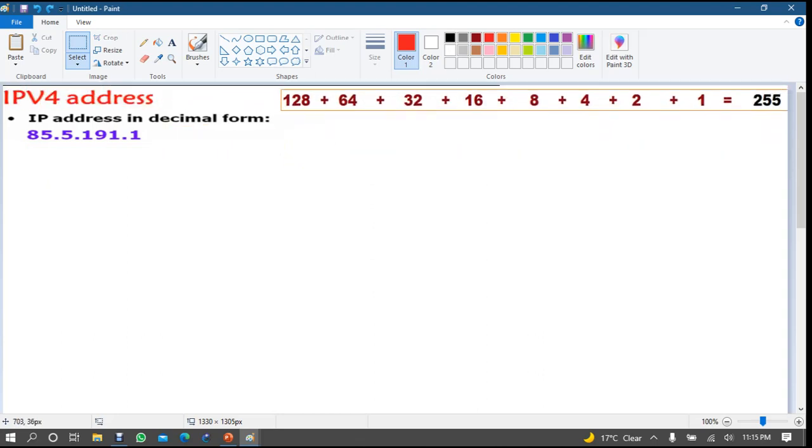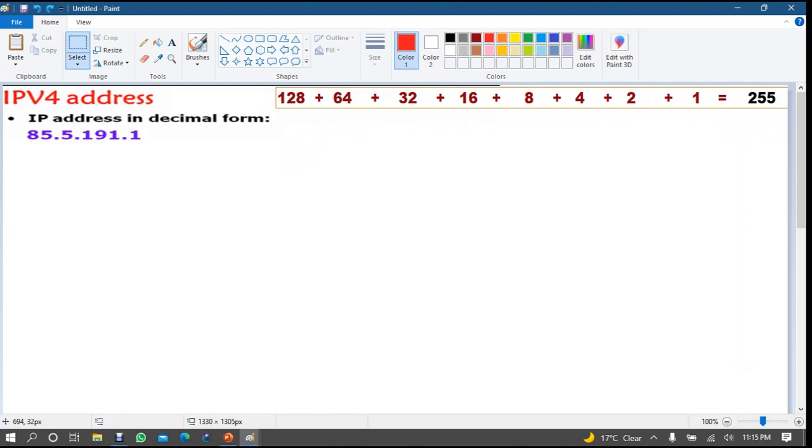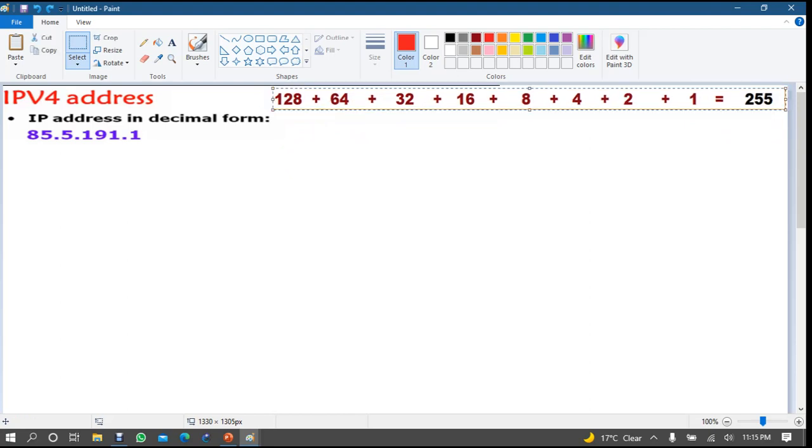Okay, let me put this chart here. If you have worked with IP addressing, you know about this chart, right? Simply how it works, and it is very easy: if you calculate this one, you can calculate all those IP addresses.